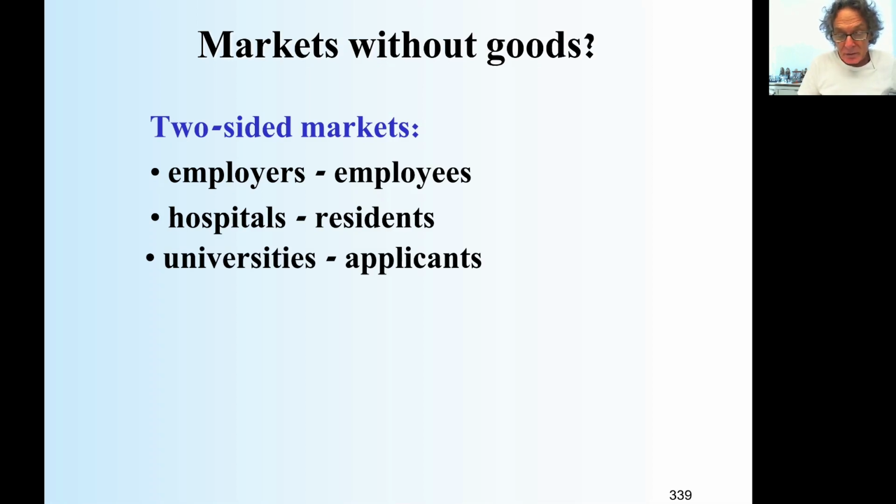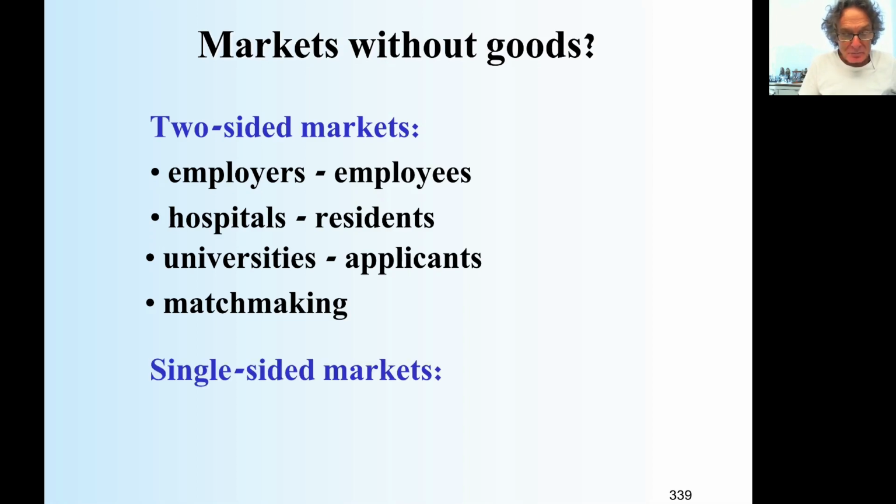Universities to applicants: a student tries to get into a lot of universities, and a university attracts a lot of students. So how to make the matching between universities and applicants, hospitals and residents, employers and employees? That has to do with matchmaking. This is as opposed to single-sided markets, where you have teaming up like roommates and stuff like this.